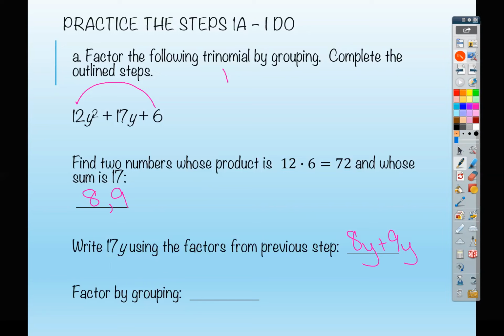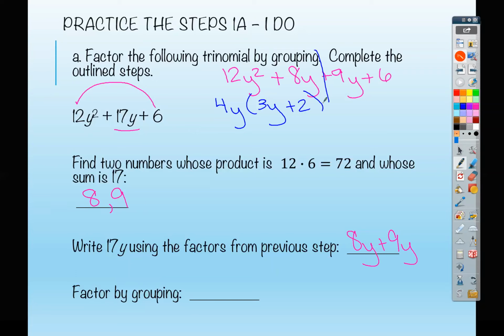So I'm going to go up here. I'm going to go 12y squared. I'm going to replace the 17y with the 8y and 9y. And then factor by grouping, which means that I split this in half. What can I factor out of the front? 4y. I'm left with 3y plus 2.